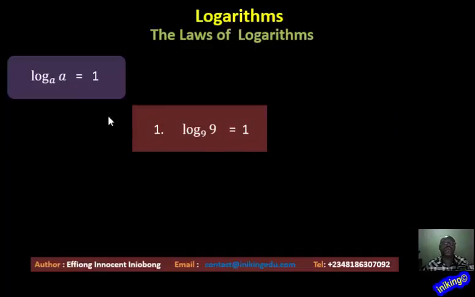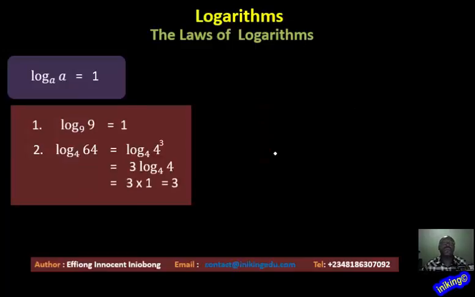The first one is a walkover. We don't have to bother ourselves with this. We all agree, following the rule, that log of 9 to base 9 is 1. No argument. The second one, we should have here that the log of what?